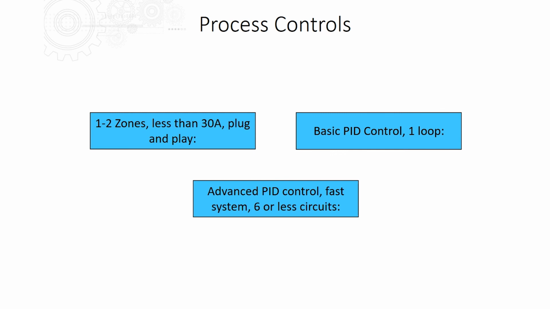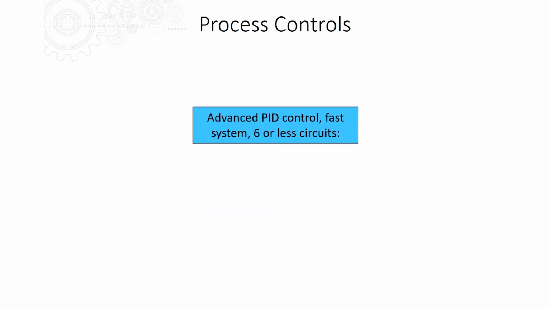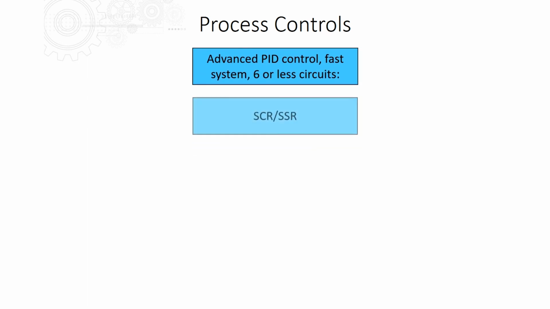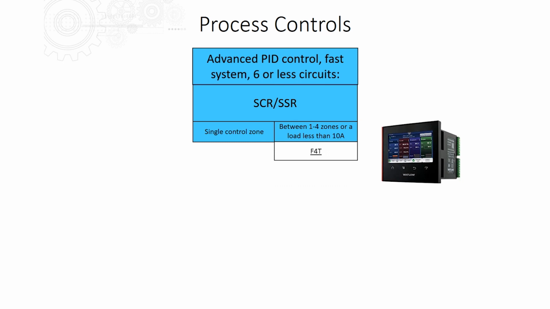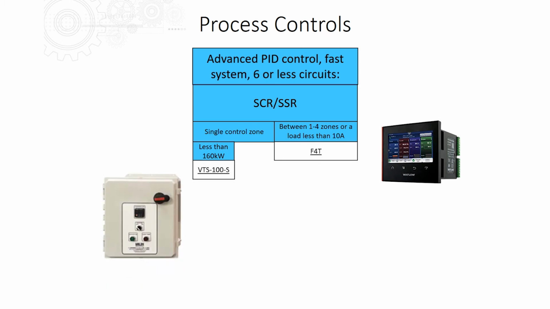For systems requiring advanced PID control, it has a fast thermal system or 6 or less circuits, we would need to look into our SCR or SSR panels. If you require between 1 to 4 zones of control or a load less than 10 amps, we can use the F4T as it has integrated SSR power switching. If you have a single control zone that's less than 160 kW, we can use our base code of VTS-100-S. If it's above 160 kW, we would need to consult engineering for a custom product.